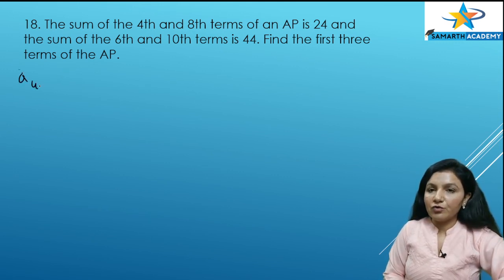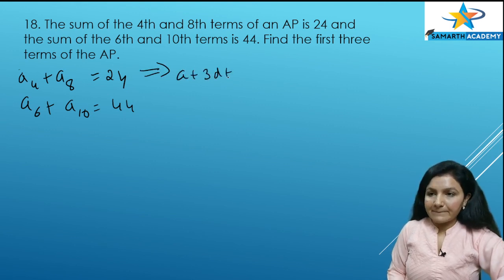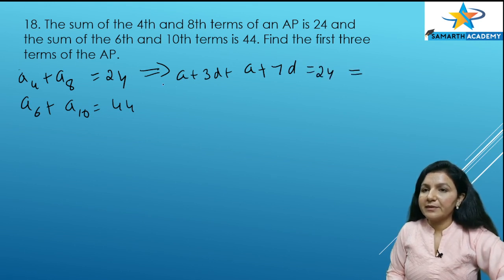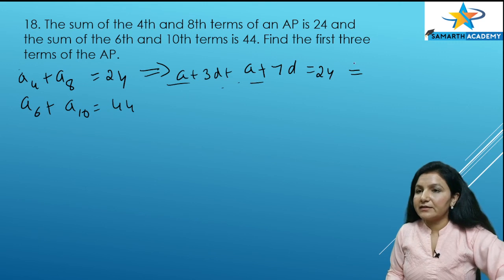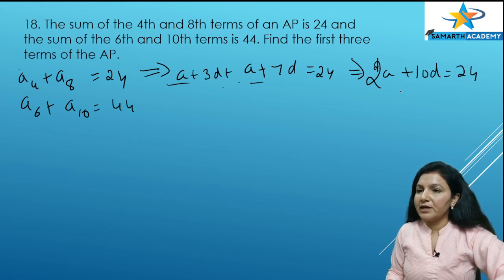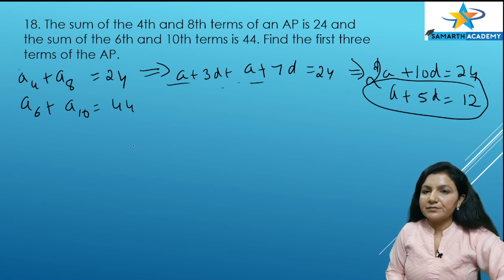So the sum of the 4th term and 8th term is 24. The sum of the 6th term and 10th term is 44. So what is this? A plus 3D plus A plus 7D equal to 24. This becomes A plus A is 2A, 3 plus 7 is 10, so 2A plus 10D equal to 24. If I divide by 2, A plus 5D is equal to 12. This is one equation.